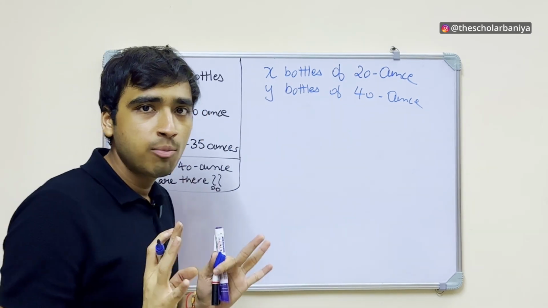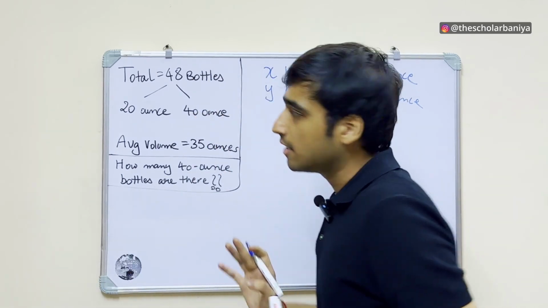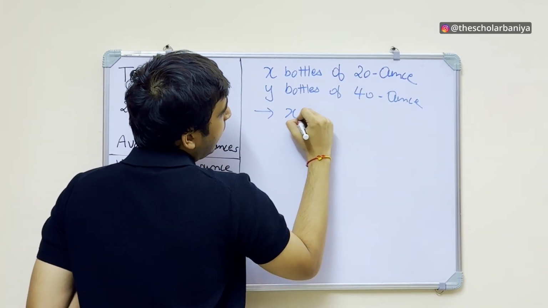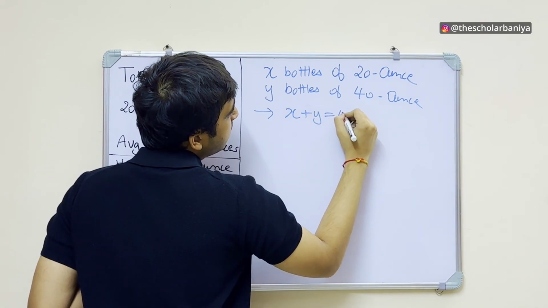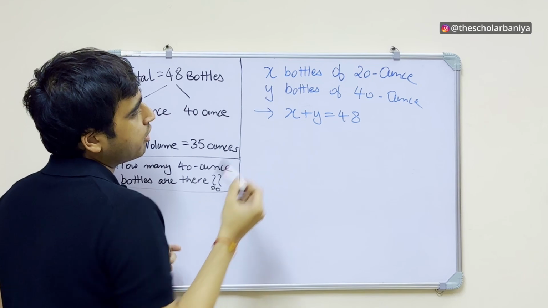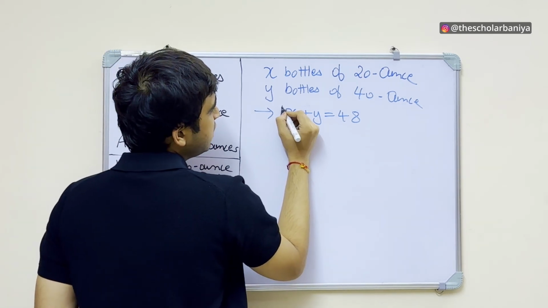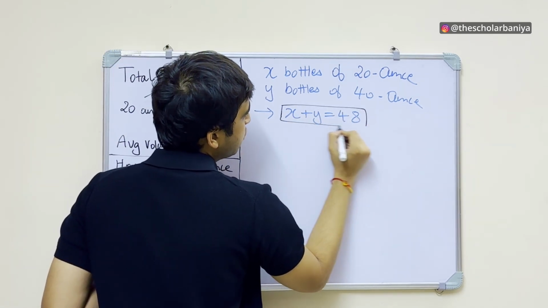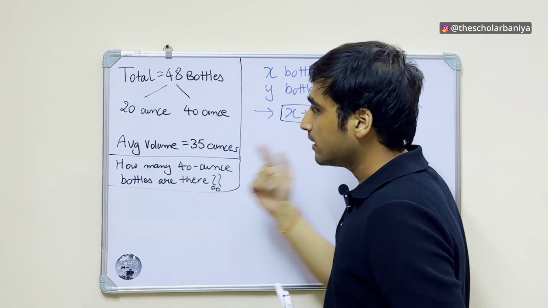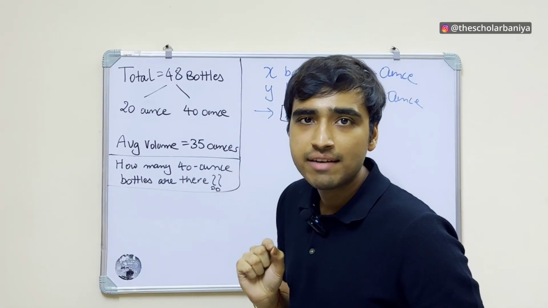So how many total bottles are there? Total bottles are 48. So that means the first equation which we can get is X plus Y is equal to 48. I hope this should be pretty clear because the total number of bottles is 48. So X plus Y is equal to 48. So this is one equation, right?